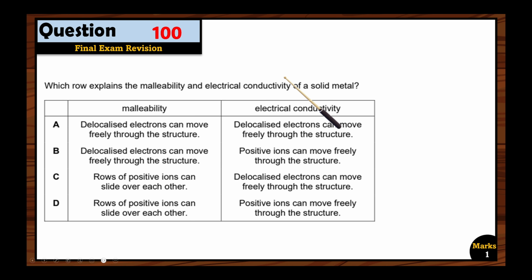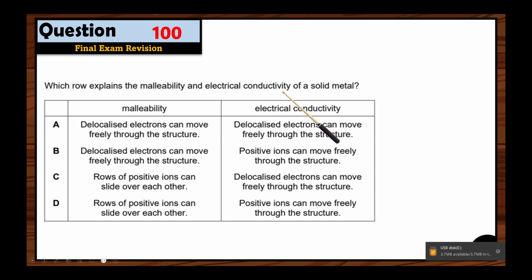Okay. So why malleability? Let's see now. The reason behind it: delocalized electrons can move? No, delocalized electrons are not the reason. The positive ions actually, you see, the row of positive ions can slide over each other. So that's why option C or D can be right.